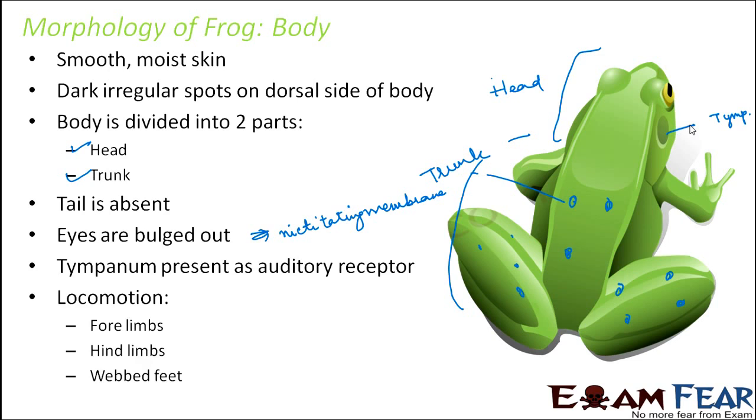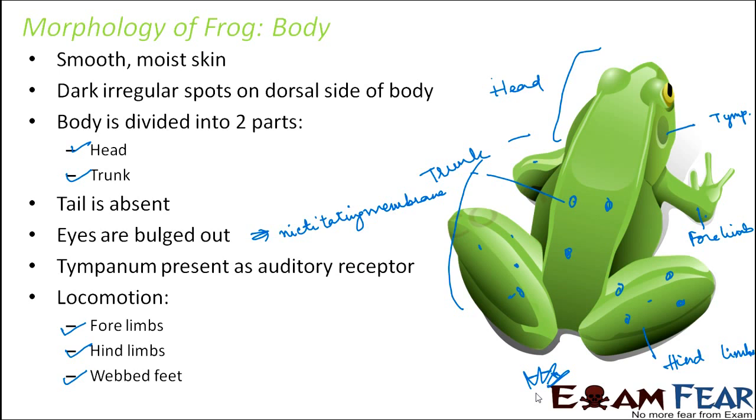Talking about locomotion, as I said, they can move from one place to another. They have different locomotory organs like the forelimbs, hind limbs and the webbed feet. So these are the forelimbs. This pair of limbs are the forelimbs. This pair of limbs are the hind limbs. And where do we have the webbed feet? So when you look at the feet, you will actually see that it is not only like this, but it is also webbed like this. So they are connected like this.